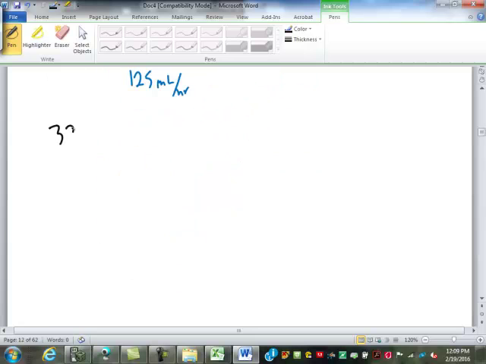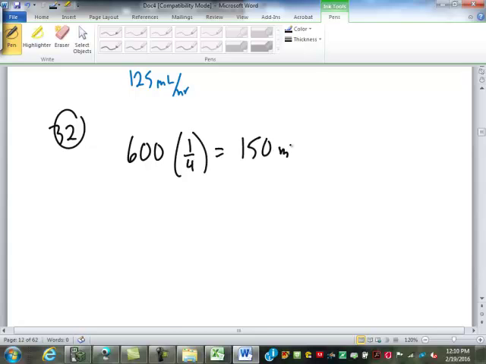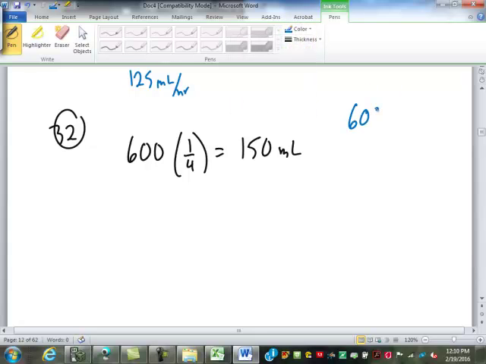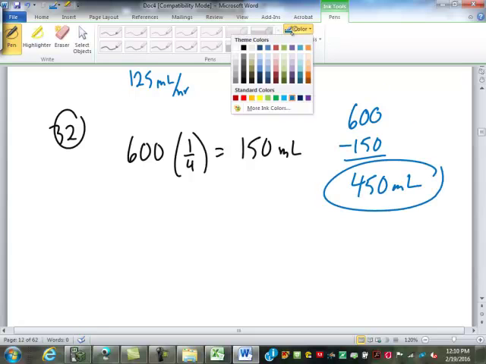32. The physician uses 1/4 of a 600 milliliter vial. So 600 times 1/4 is 150 milliliters. How much is left is the key to that. So 600 minus the 150 that was used, you're left with 450 milliliters.